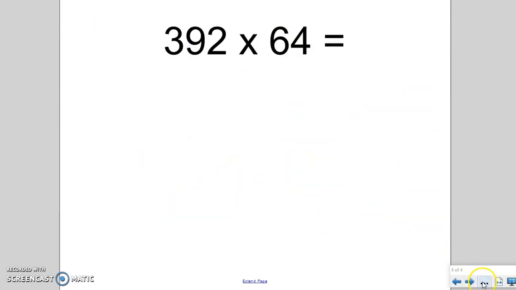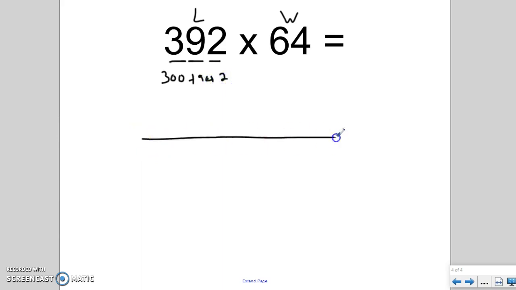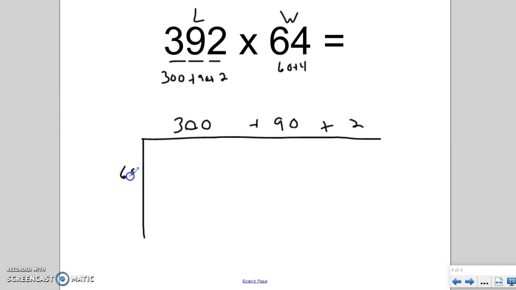So for this one, guys, I'm not going to go through the whole problem, but I am just going to show you the setup. Here's my length. Here's my width. My length is going to have 3 parts to it. It's going to have 300 plus 90 plus 2. So my length is going to have to be a little bit longer. My width is going to be 60 plus 4. So that's going to go down this way. So I'm going to set it up 300 plus 90 plus 2. And then down this way is my width, 60 plus 4.